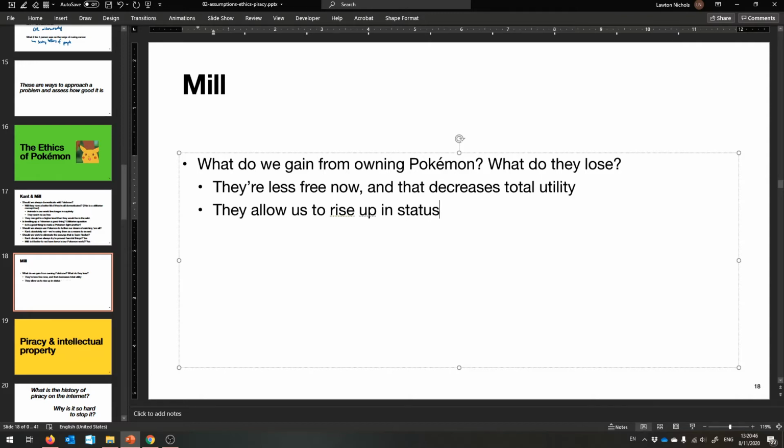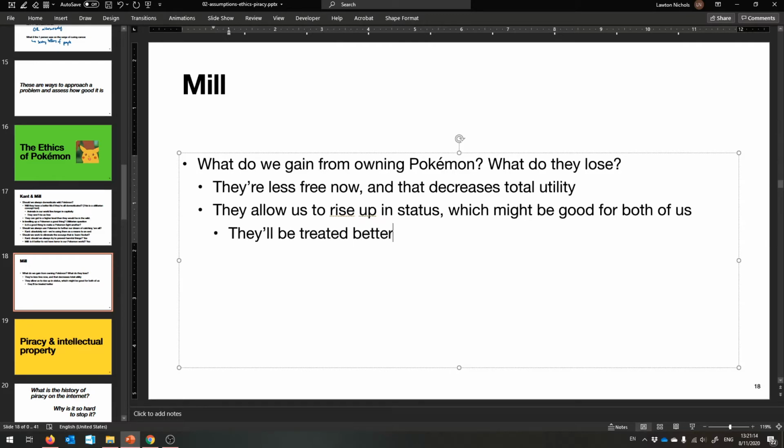And so, again, Kant would hate this idea because it's using something to further our own interests, but a utilitarian would not be opposed. So they allow us to rise up in status, which might be good for both of us. Me and the Pokemon that I'm using to battle, right? Because maybe they will be treated better. There was an anime called Pokemon. I don't know if it's still going, but they had these little resorts, and I'm sure as a popular trainer, you get to go to those a bit more often, things like that.